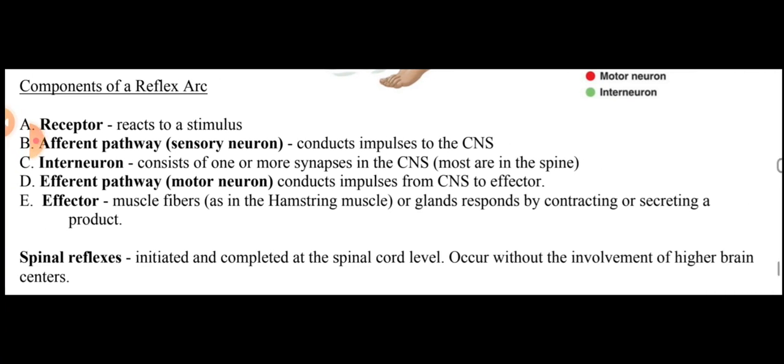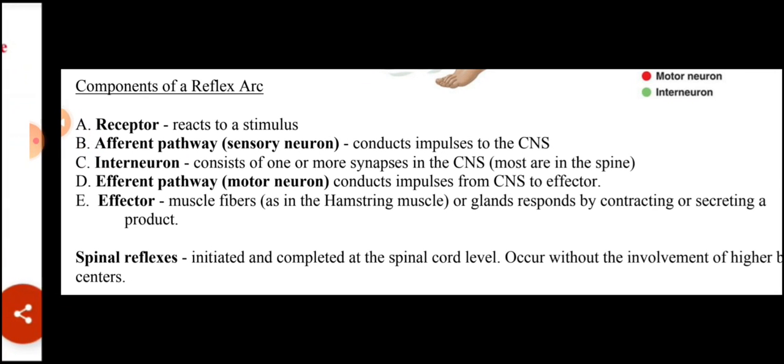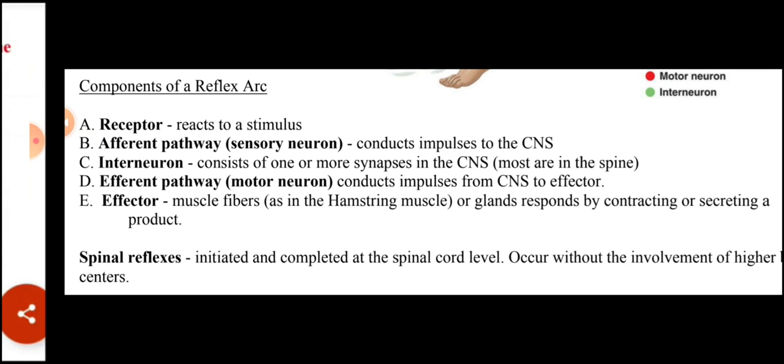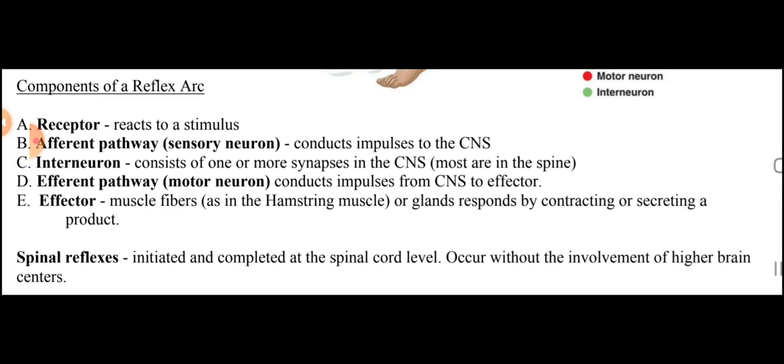The components of a reflex arc are shown in this slide. A, a receptor which reacts to a stimulus. B, an afferent pathway or sensory neuron which conducts impulse to the central nervous system. C, the interneuron, which consists of one or more synapses in the central nervous system, which is mostly in the spine.